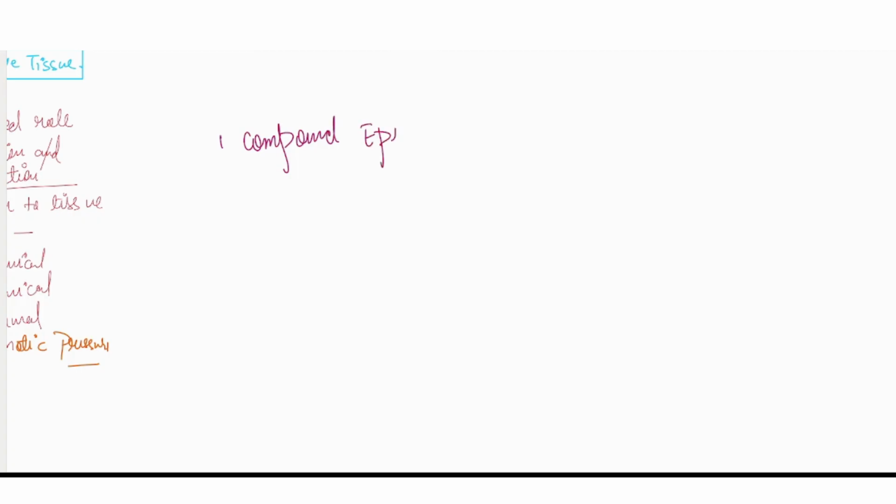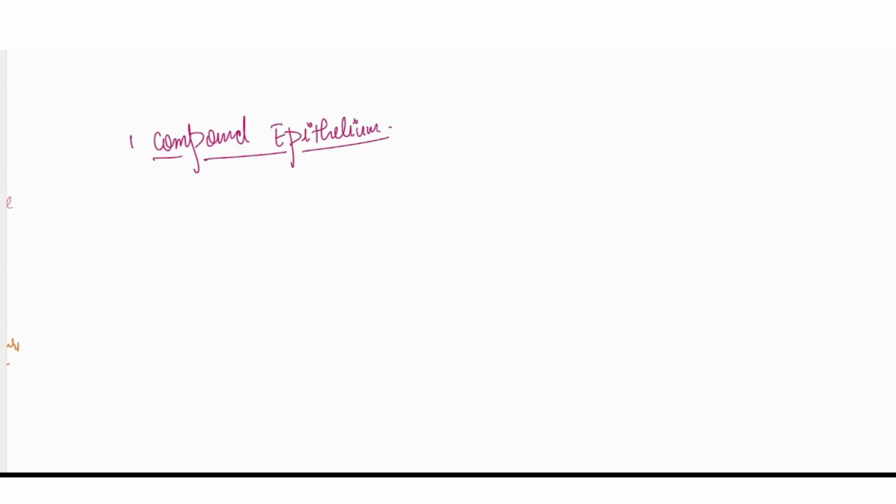Compound epithelium is again more than one layer. In simple epithelium we have seen all the types, but in the compound epithelium there would be more than one layer. And it is the deepest layer of the cell, and it is resting upon the basement membrane.